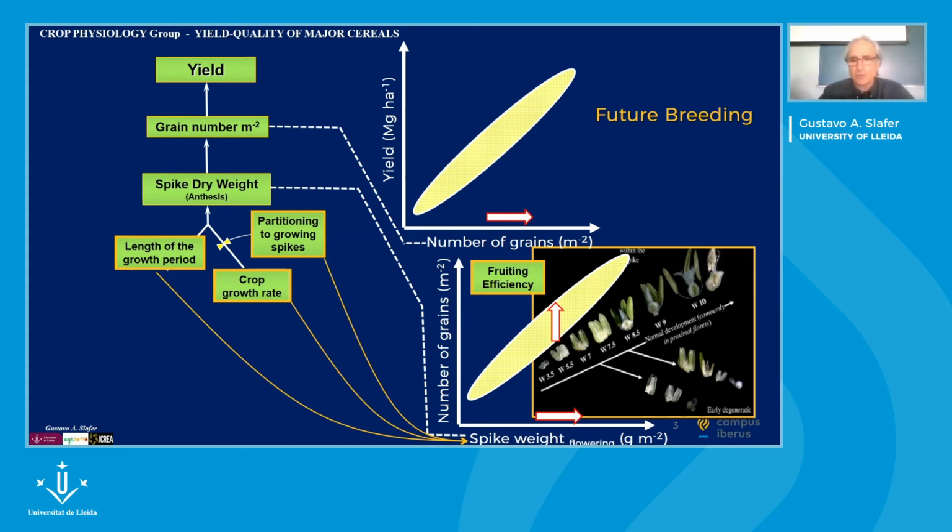In the future, we need to keep increasing spike weight and anthesis, but without further reducing plant height. And we can also try to improve fruiting efficiency, a trait related to floral development that we have been working with in the last several years.